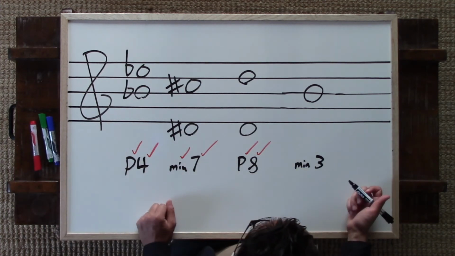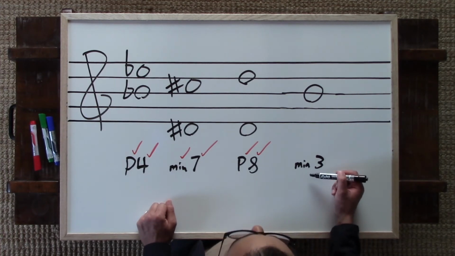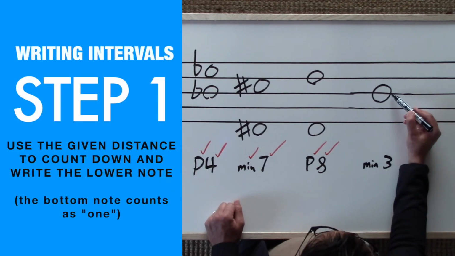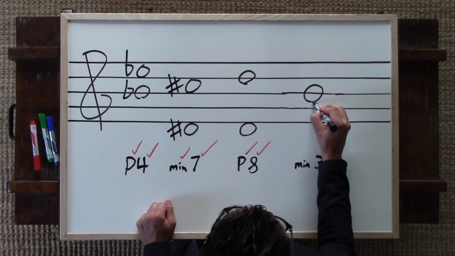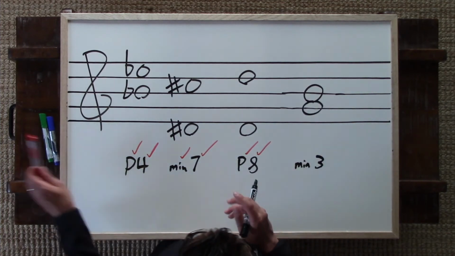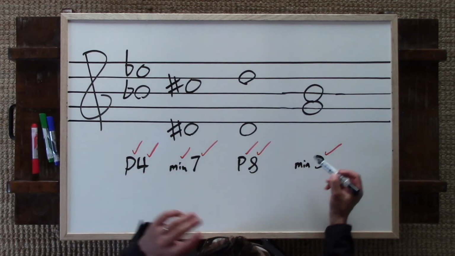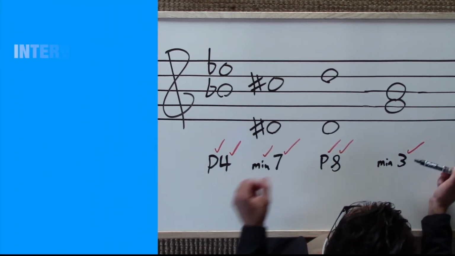And the last one, we have a B, and we need to write a minor third underneath this B. Let's start with the distance. B is number 1, 1, 2, 3. We end up with a G. We've taken care of the distance. Now let's look at the quality. Let's try and figure out just what we've written. So forget about this for now.